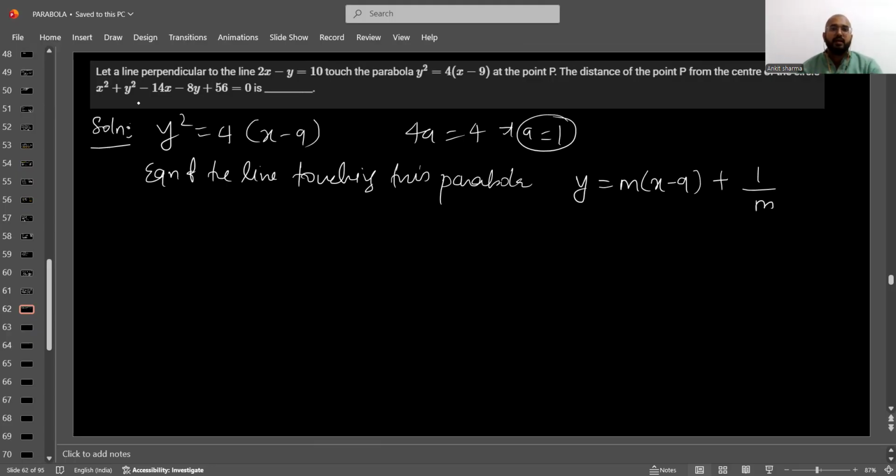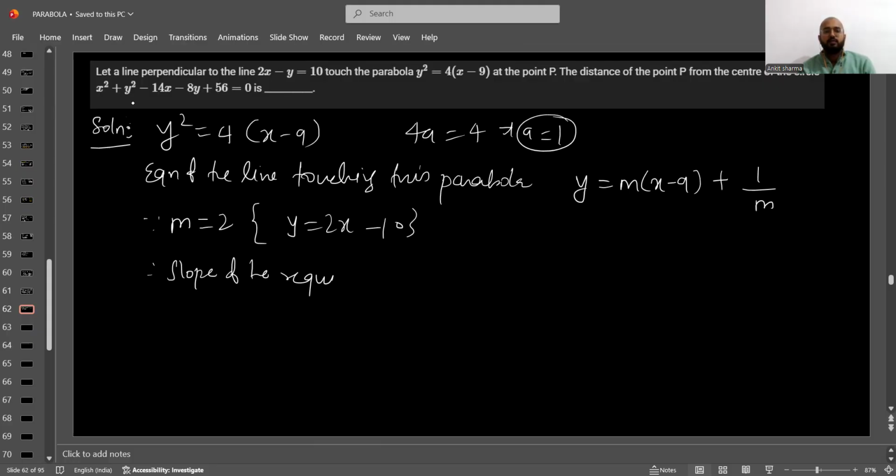So I know that my line is perpendicular to this line. Since the slope of this line, y is equal to 2x minus 10, is 2, the slope of the required tangent line is going to be minus 1 by 2, because this line is perpendicular to this one. So now I can just plug in minus 1 by 2.